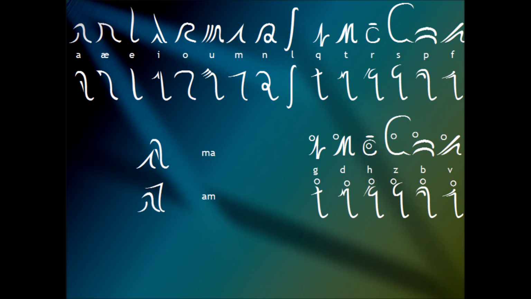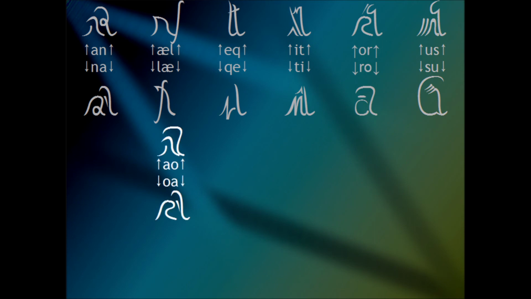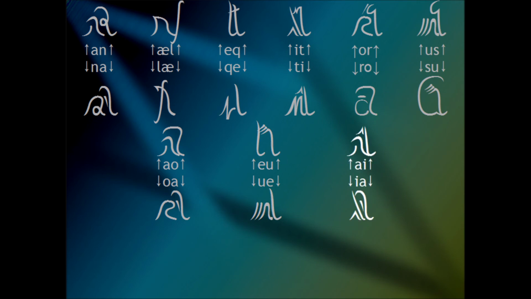Let's have a look at a few contrasting examples. The top cluster reads an, while the bottom one reads na. A few other examples: ael, lae, ek, ge, it, ti, or, ro, us, su. This can also apply to vowel clusters, such as, for example, ao, oa, eu, ue, ai, ia.